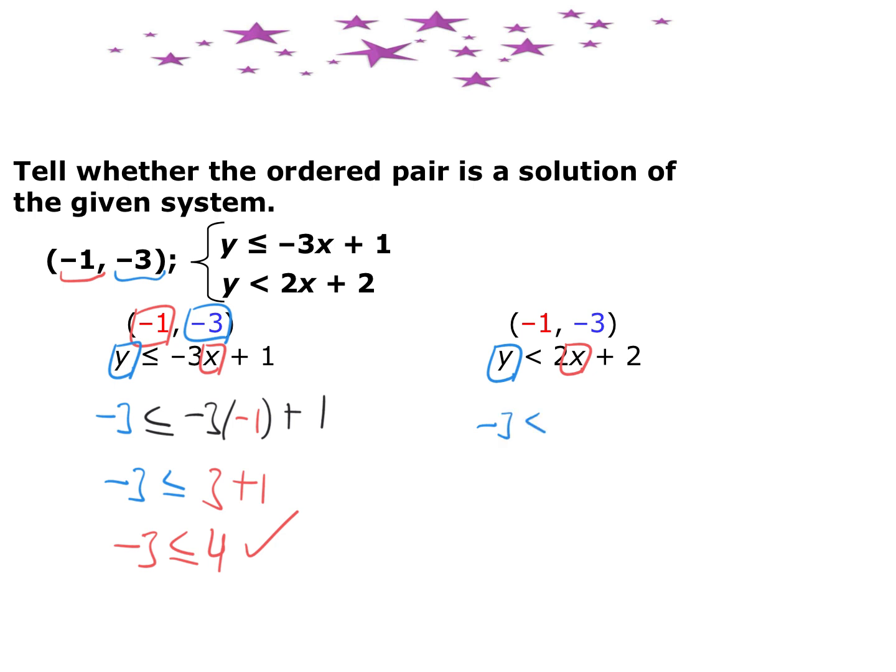So I get -3 is less than 2 times -1 plus 2. All right, and that's going to get us -2 plus 2. And then I get -3 is less than -2 plus 2, which is 0. All right, and this is also true. So I'm going to say yes. The ordered pair is a solution.